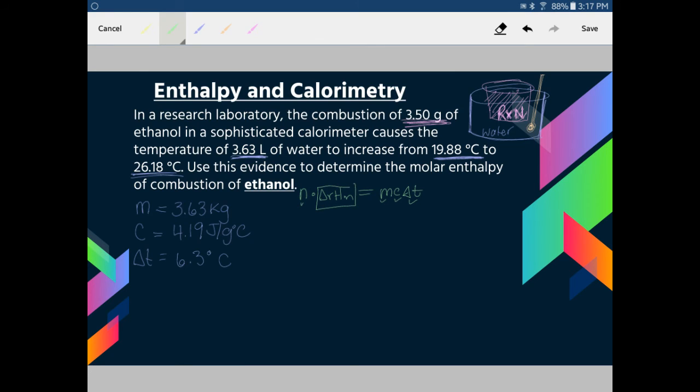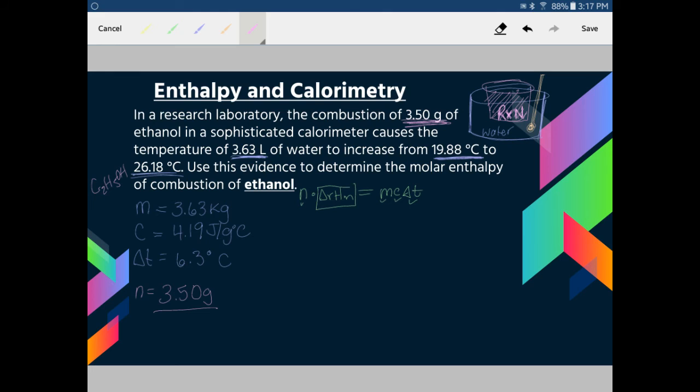So let's just simplify our mole calculation here. I'm going to do that in pink to keep it consistent. Moles of our combustion of ethanol. Now ethanol is C2H5OH. C2H5OH is our chemical formula. So our moles is equal to our mass, 3.50, over our molar mass of ethanol.